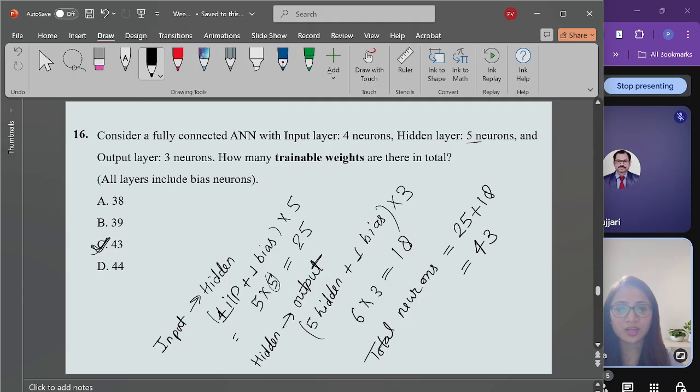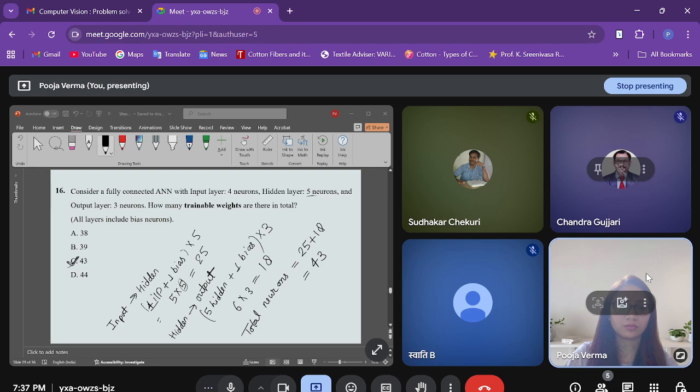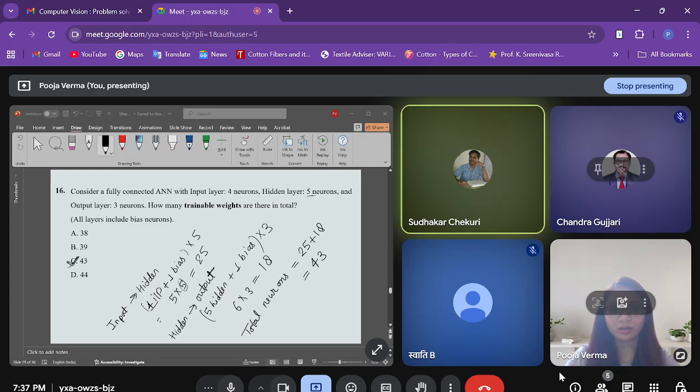So have you understood this question? How to find out the trainable weights? How many total trainable weights will be there? Have you understood this question? Yes, ma'am.